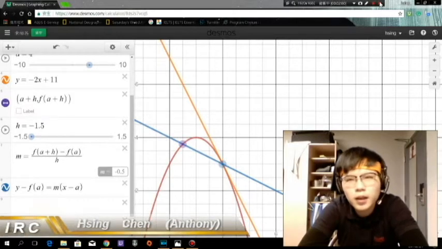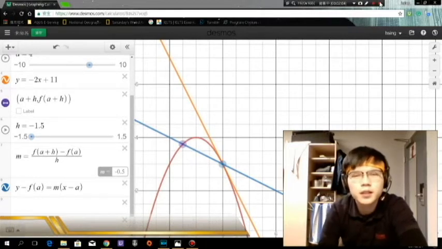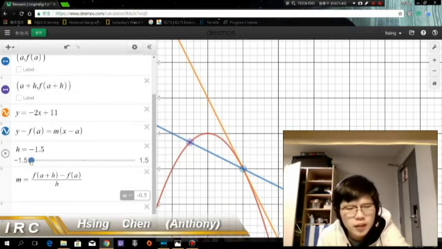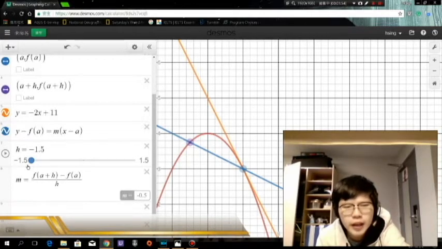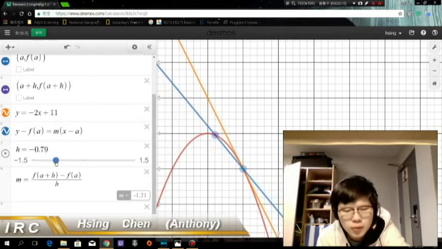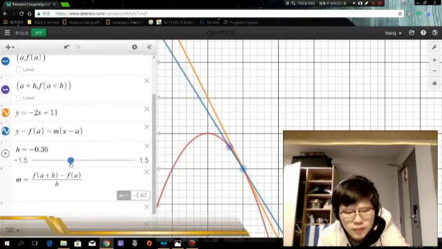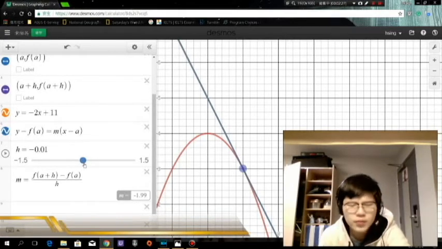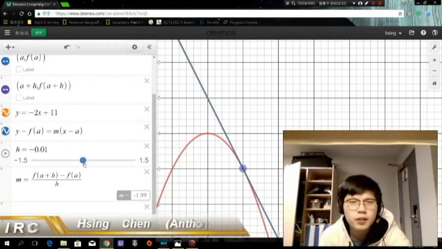So let's see how this formula will show us whether it exists or not. As you see, in the preceding part, when h is 1.5 away from point a, the slope is negative 0.5. Let's make the number approach the point a. As you see, while I approach, the slope keeps decreasing to 0.99. Remember this slope. This is the slope of the preceding.